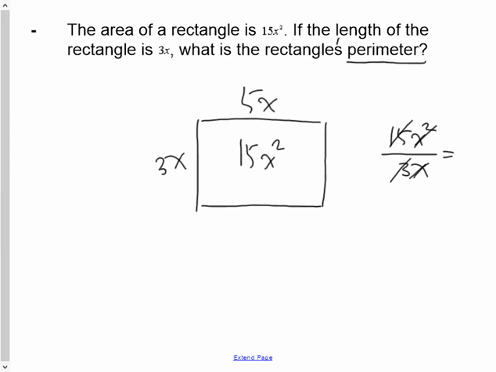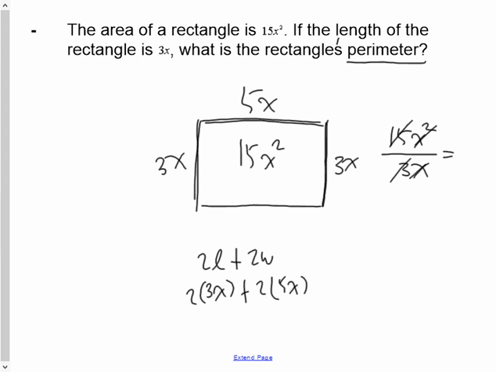So now I know the missing side length is 5x, but I'm not done yet because it's asking for the rectangle's perimeter. So perimeter is 2 lengths and 2 widths, or length plus width plus length plus width. So I have 2 3x's. I have one here and one here that makes the distance around. I'll even write 3x for you. And I have 2 5x's. One here and one here.